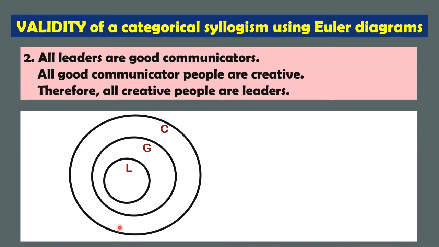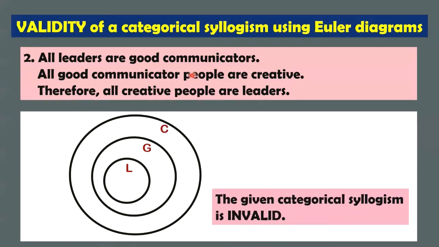Now, if you check our diagram here, hindi ganun yung makikita natin kasi ang laki ni set C. It is not properly contained or it's not inside our set L. So, we say this categorical syllogism is invalid. Okay? Kasi hindi nagpo-follow yung conclusion doon sa given premises.